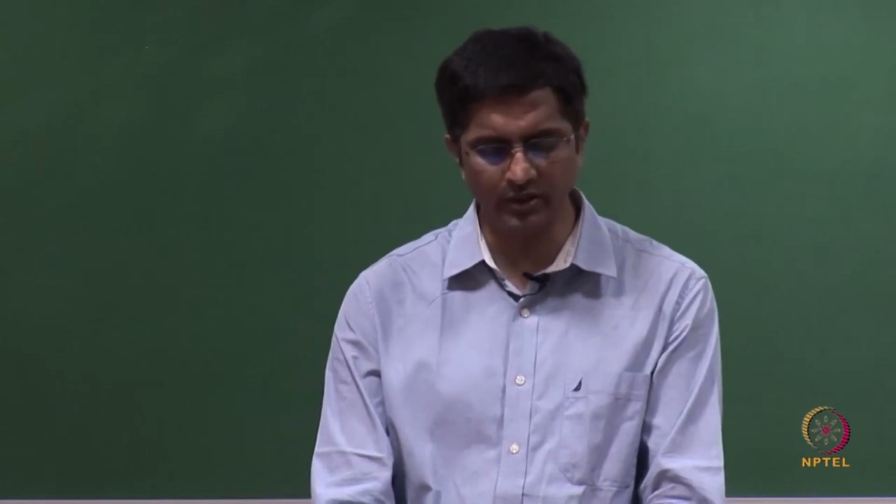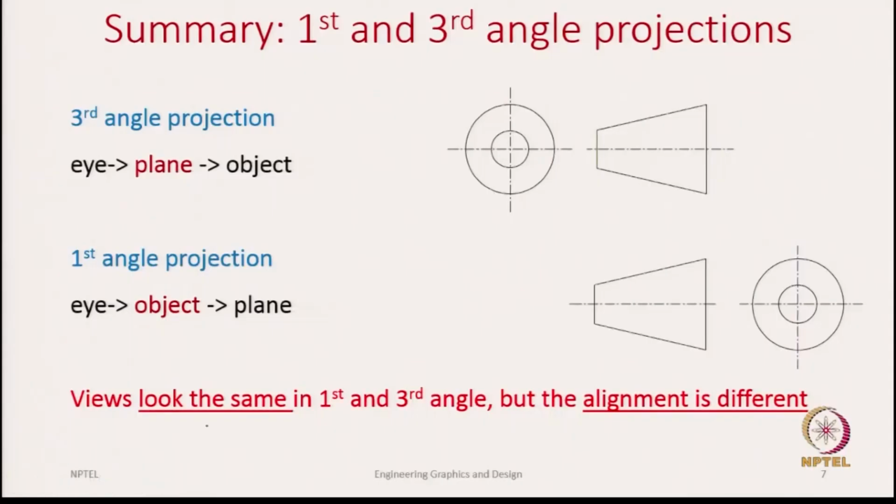So, in summary, what did we learn in this lecture? We said for a third angle projection we have the plane in the middle, and this is the symbol we use for the third angle projection, where the concentric circles are placed to the left of the trapezium. However, in the first angle projection things become a little counterintuitive. We have the object in the middle and we have the left side view placed to the right and the top view placed to the bottom, which are counterintuitive, but over time you will get used to it.